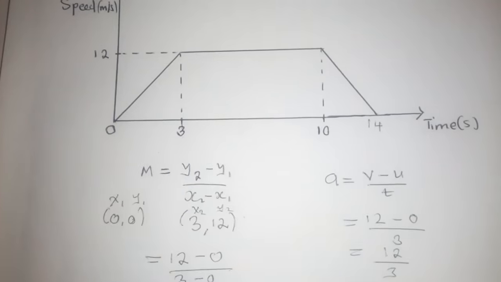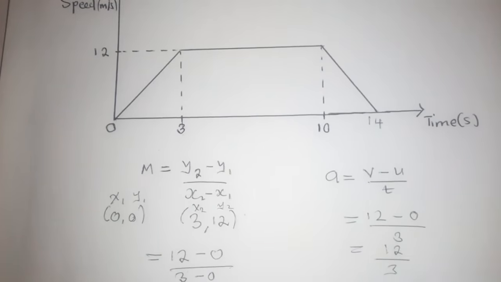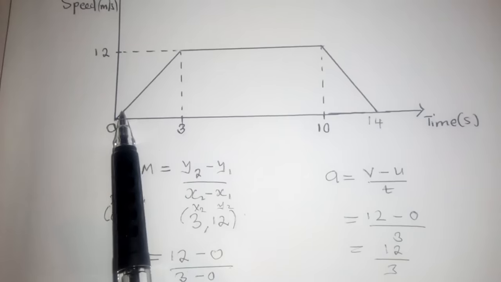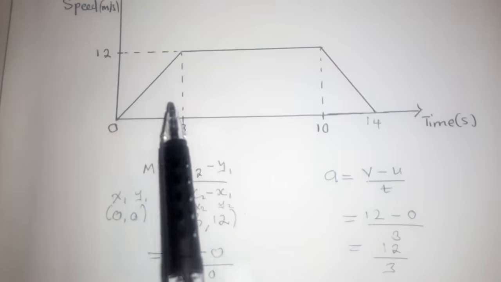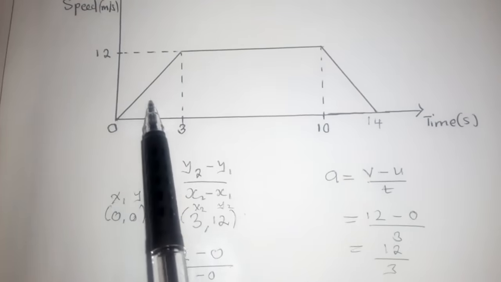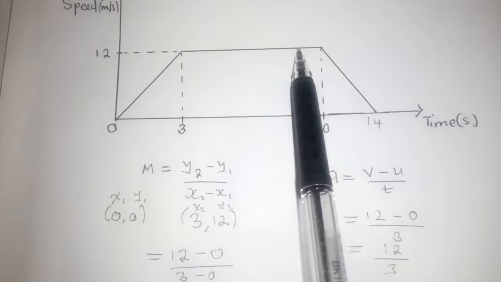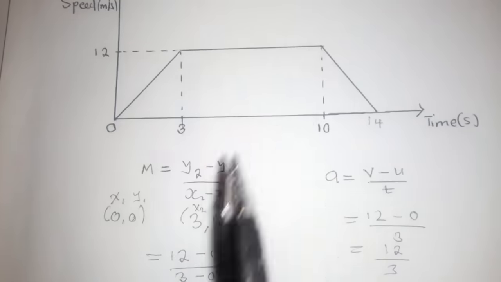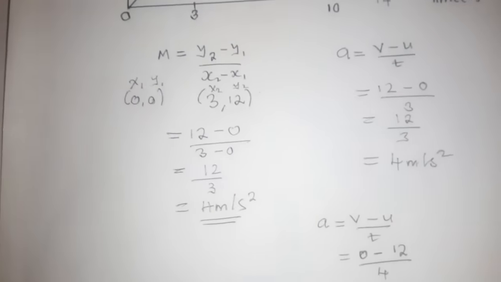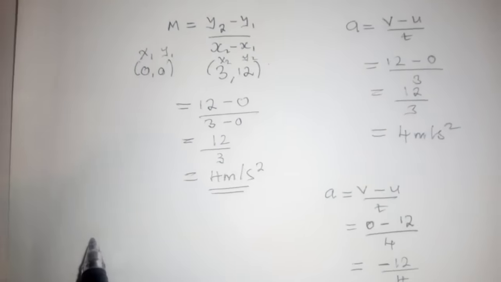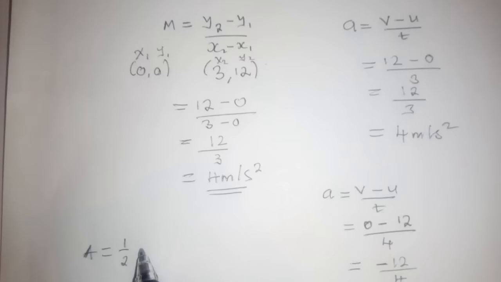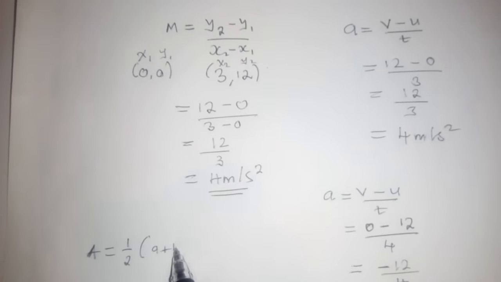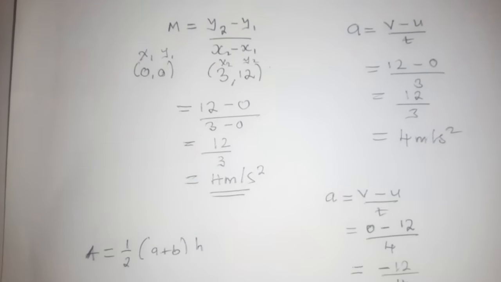It's a trapezium. So you can use two ideas. I'll show you all the ideas. The first one will be to use the formula for finding the area of a trapezium. The next one, you can use the formula for finding the area of this triangle plus the area of the rectangle over here. So let's try. We'll try all the methods. We'll start with the area of a trapezium, which will be half multiplied by A plus B multiplied by H, which is height.